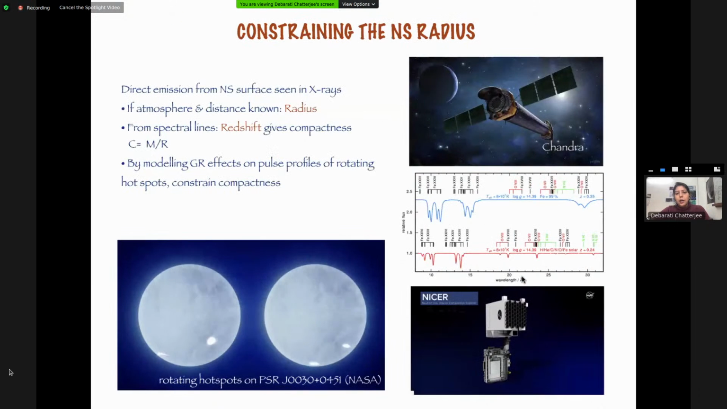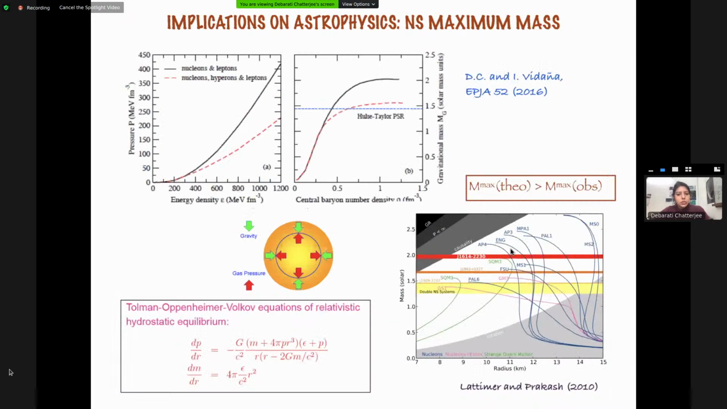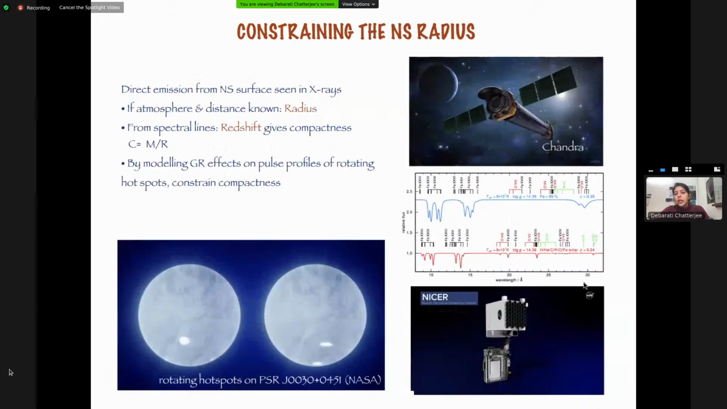Constraining the radius, however, is much more complicated. You see in this figure that the mass was a very good tool to rule out models, but the radii, as you can see, are varying very widely. We know that they are of the order of 10 kilometers, but if the uncertainty is this large, then we are not able to put constraints on the models.